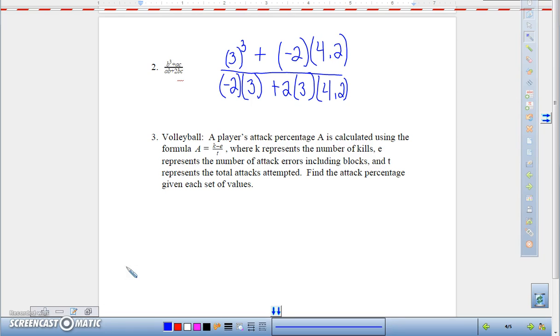is take that 3 cubed there. And when you take the 3 cubed, oh, my pen stopped working.